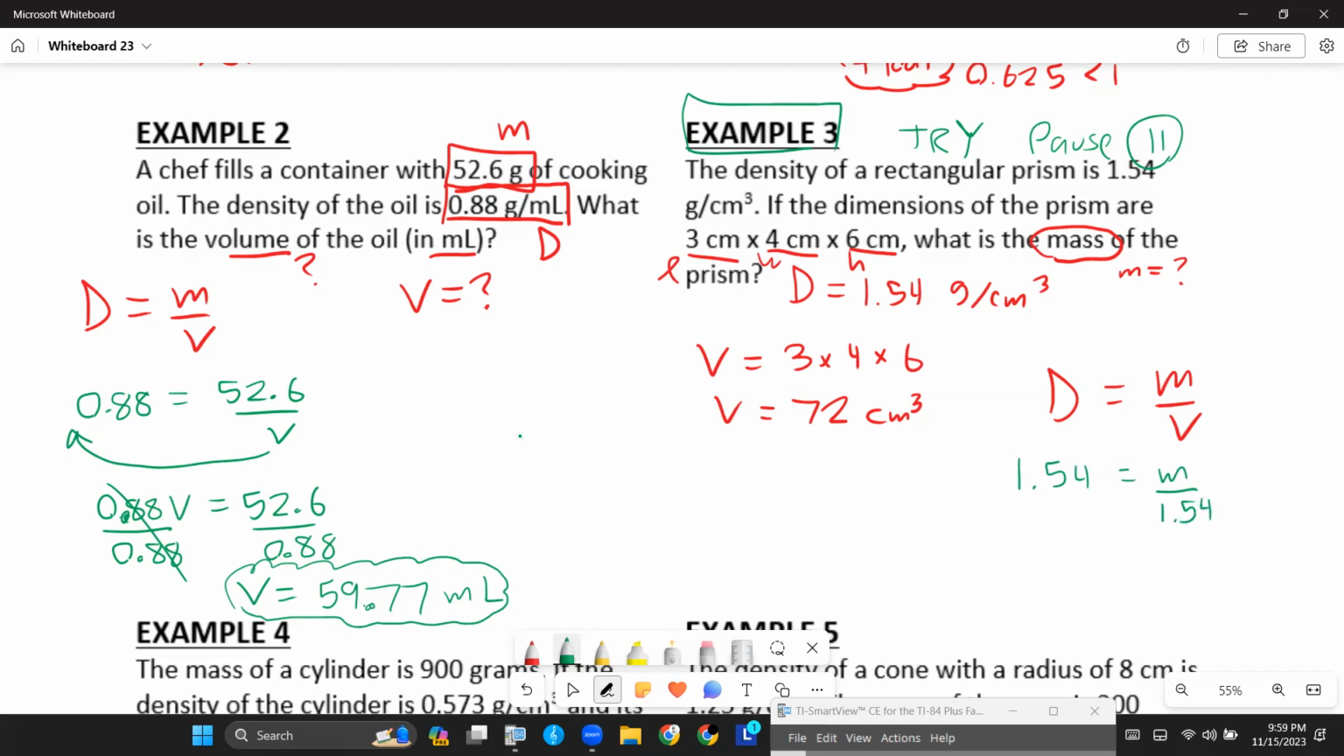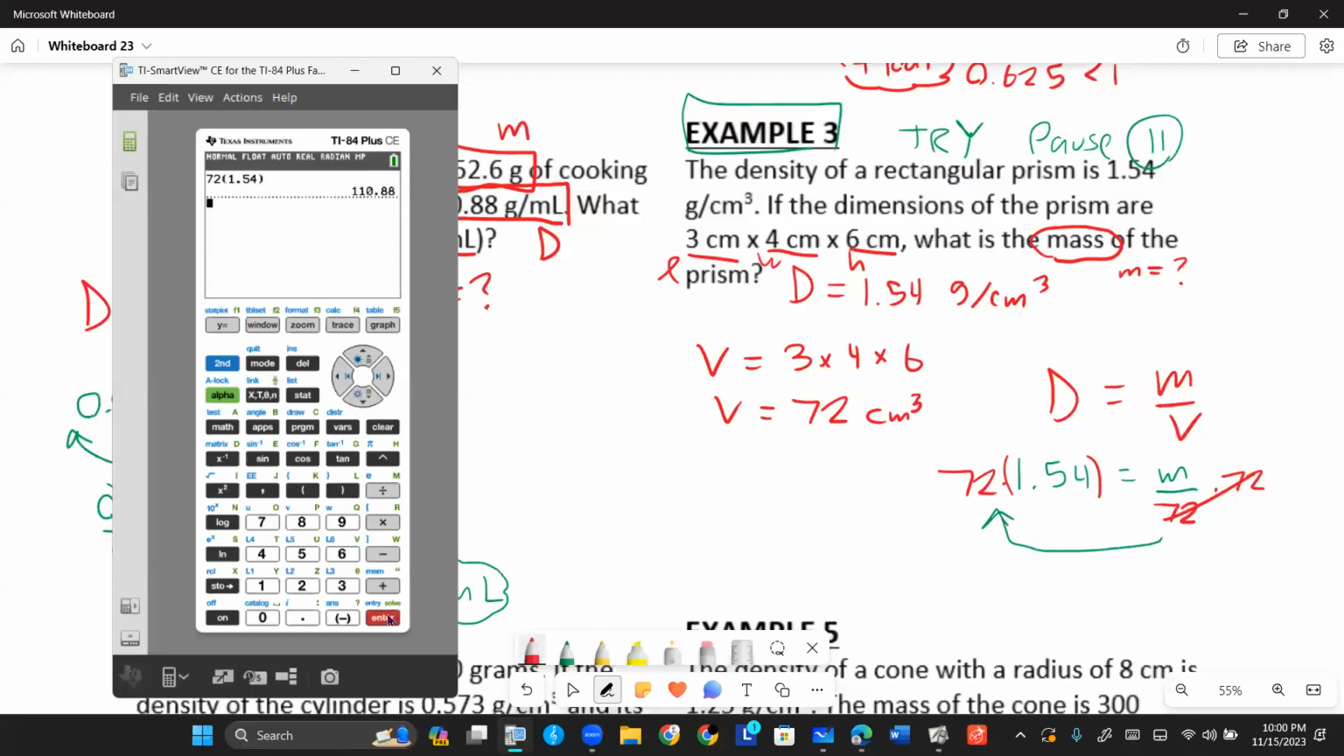The next thing I can do is solve this for M by multiplying up. So 1.54, I wrote 1.54 for the volume. Let me fix that real quick. That's actually supposed to be 72. My bad. So we're going to multiply that up by the 1.54. Multiply on both sides. Cancel that out. And whatever 72 times 1.54 is going to be your mass. That'll get you 110.88.